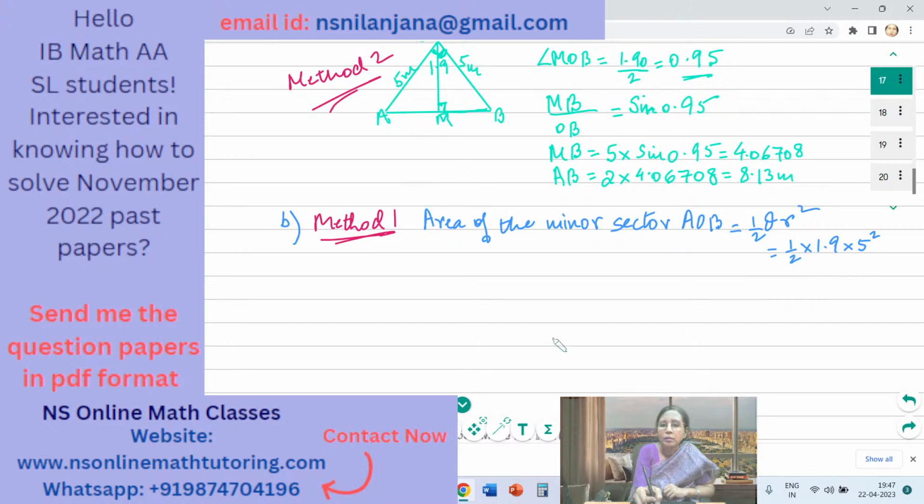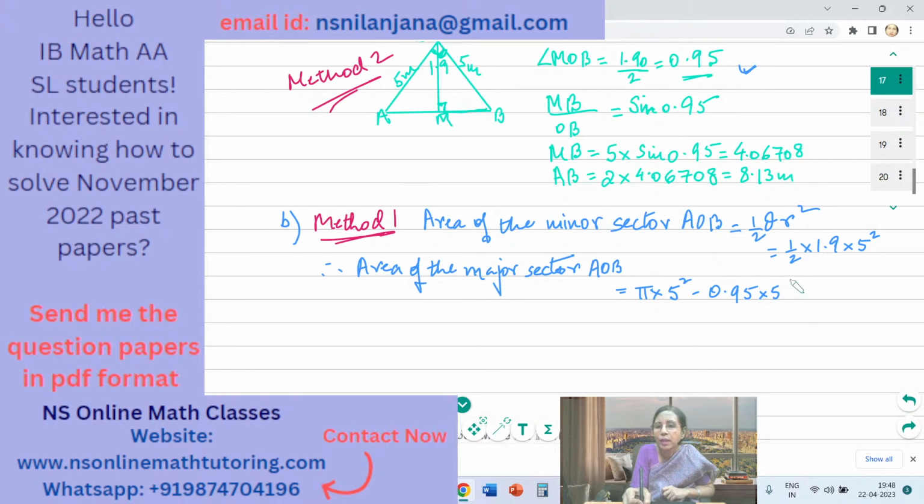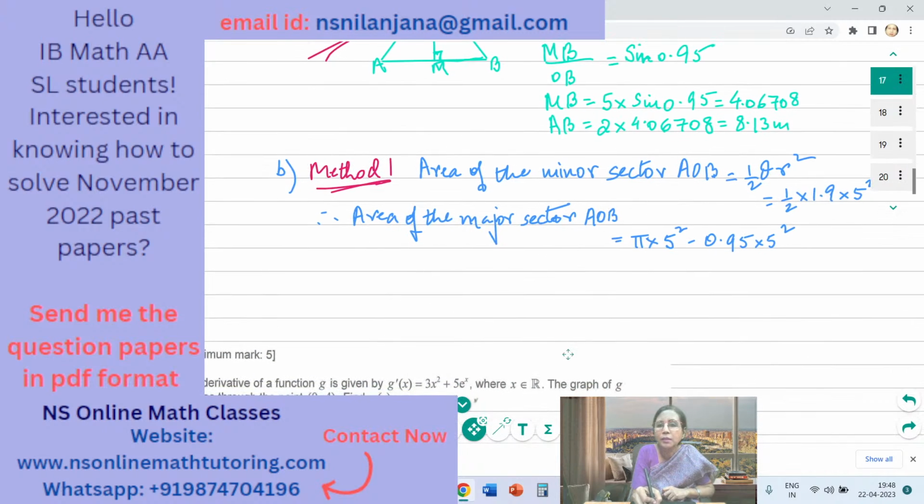Okay. So therefore, area of the major sector AOB will be equal to pi r square, that is the area of the entire circle, minus this. I can write in place of r square, 5 square. So pi times 5 square minus 1.9 over 2. We have just calculated what is 1.9 over 2. It is 0.95. So 0.95 times 5 square. Okay.